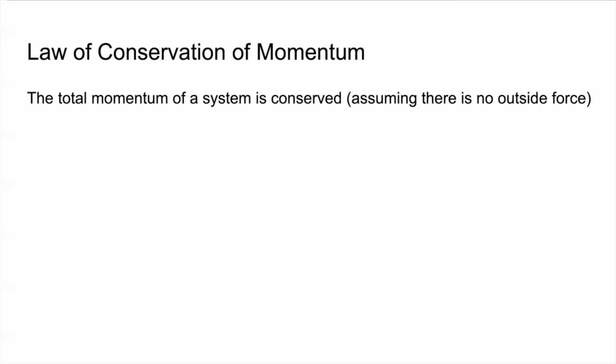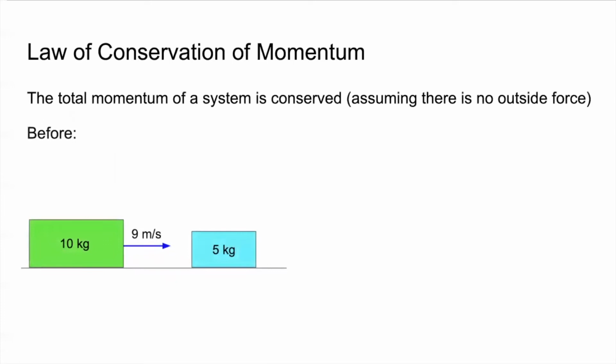So let's suppose that we have a system in which a 10 kilogram block is traveling rightwards at a velocity of 9 meters per second towards a 5 kilogram block at rest. And we're going to ignore friction and other outside forces. So the momentum of the 10 kilogram block is 10 times 9, which is 90. The momentum of the 5 kilogram block is 5 times 0, which is 0. So the total momentum is 90.